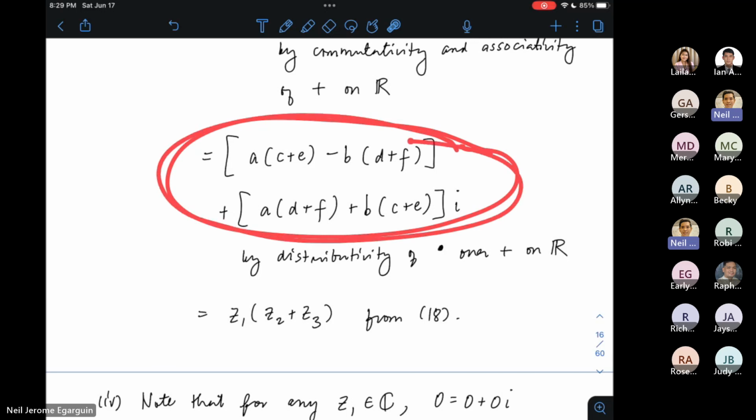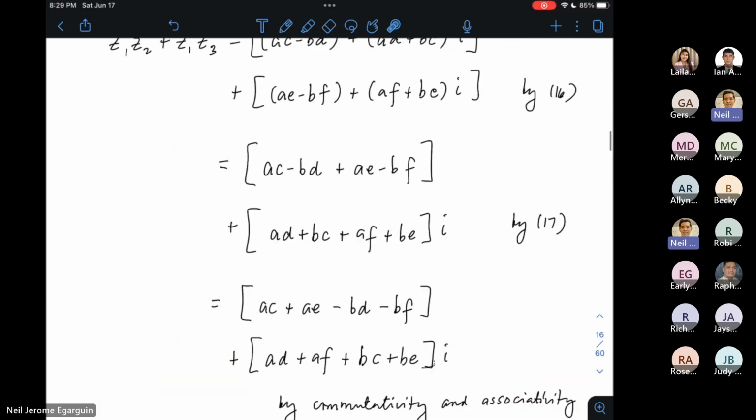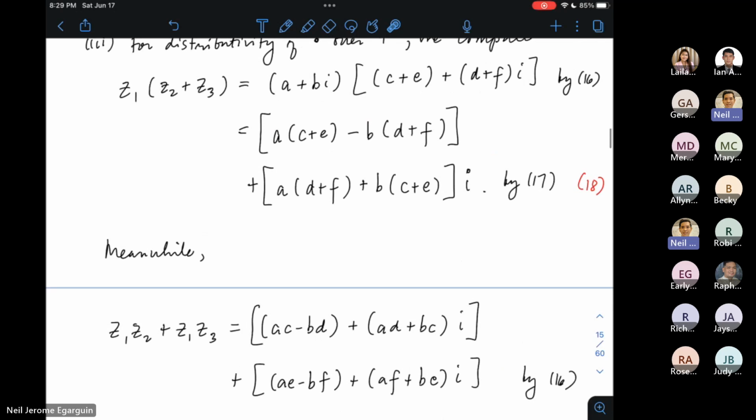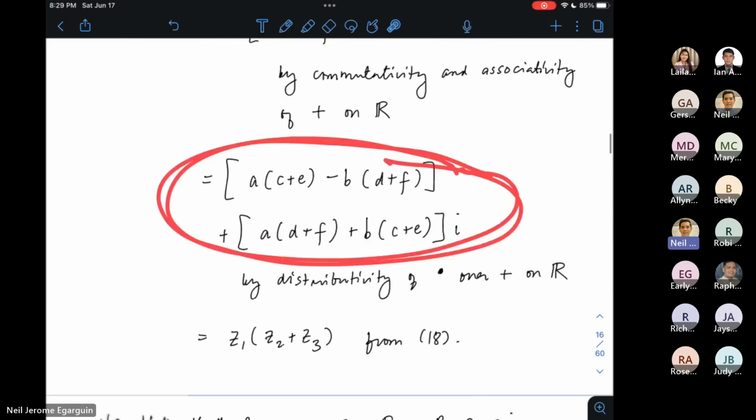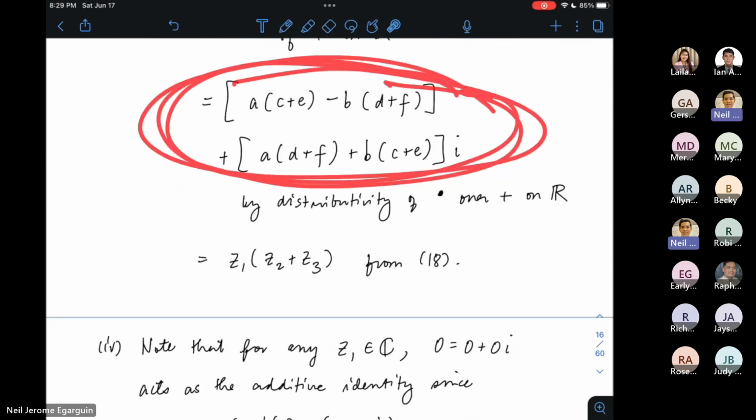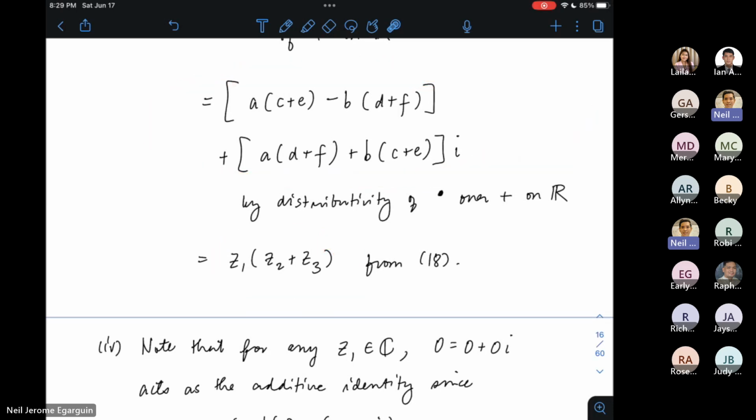this is something similar, something familiar, because that's where we ended up in the simplification for Z1 times Z2 plus Z3. Okay? Dahil ito ay nandito rin, pero alam natin ay ito ay equal dun sa kinompute natin kanina na Z1 times Z2 plus Z3, then we can say that multiplication of complex numbers is distributive over addition of complex numbers. Okay?